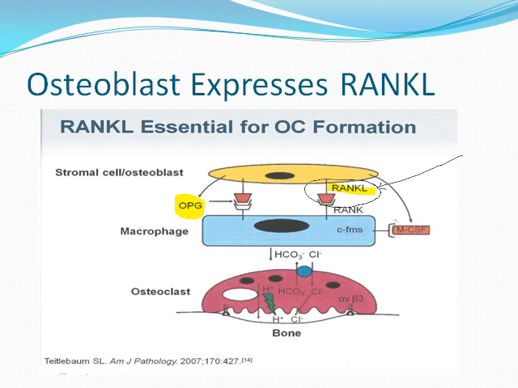Now, this is a representation of what the osteoblast does. Again, you can see the rank ligand on the osteoblast on the top there, the yellow cell, and the macrophage, the circulating macrophage, has rank on its cell membranes for the rank ligand to interact with.